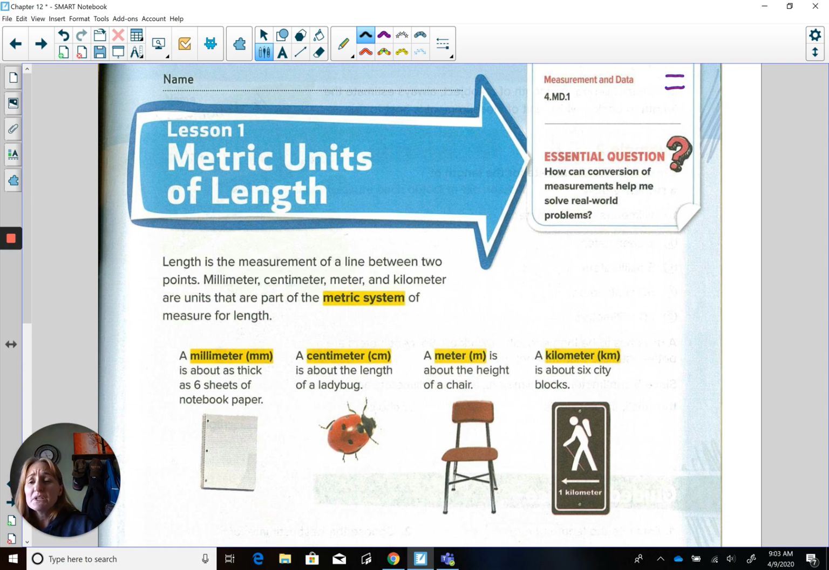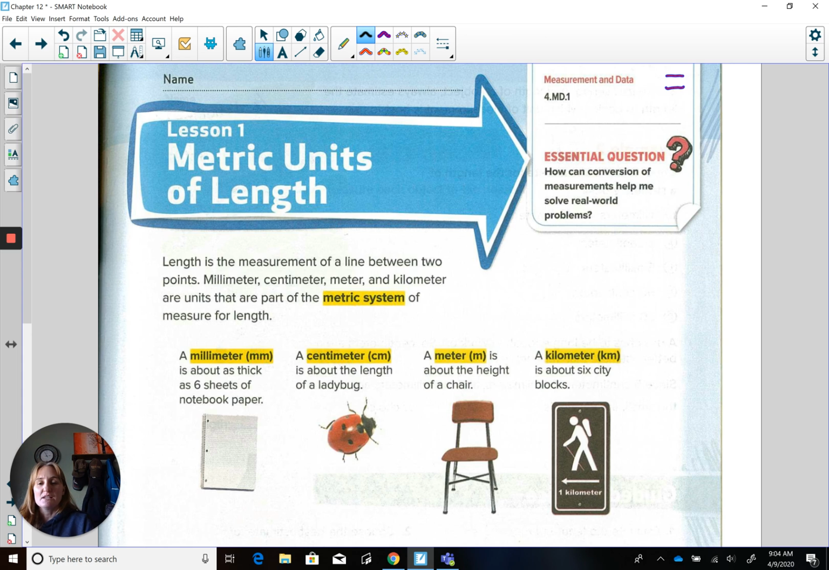So a millimeter is about as thick as 6 sheets of notebook paper. Well, I have some paper here, and I know it's more than 6 sheets. So if I count out 6, and they're not pressed anymore because I've been writing on it, but that there, if you can see, is the width from my finger to the other, about 1 millimeter. So millimeters are to measure things that are pretty small.